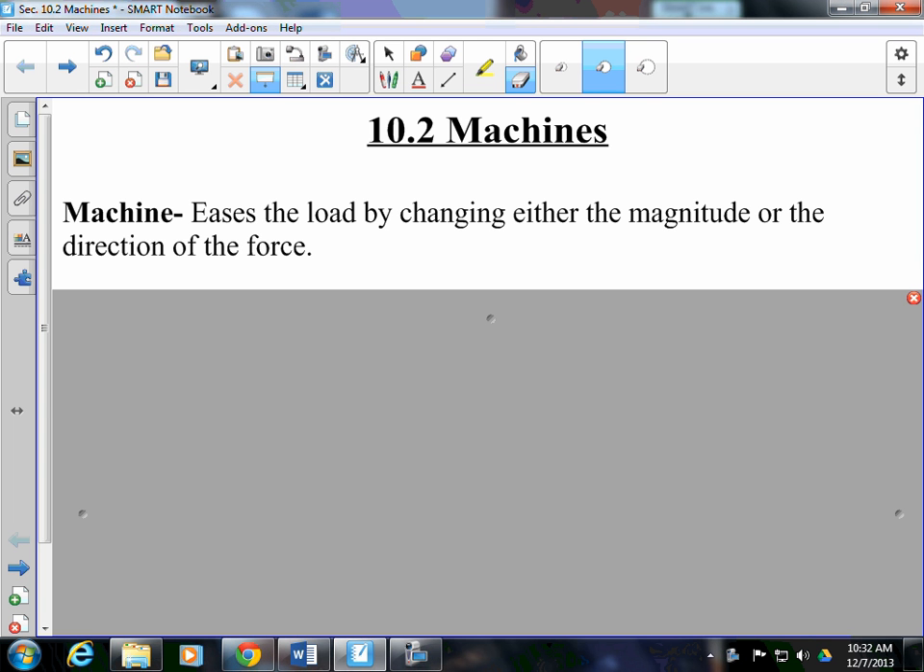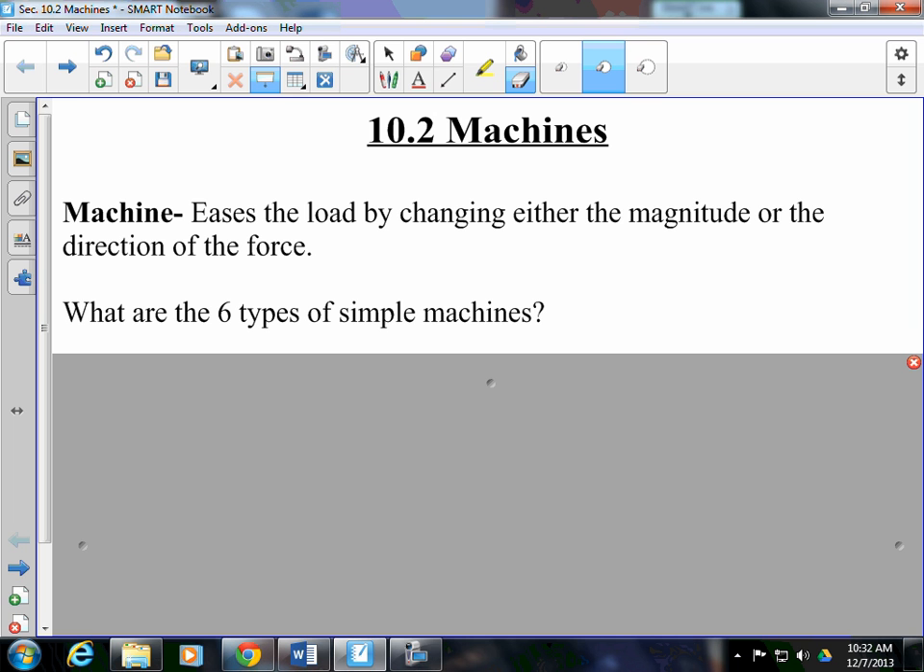Well, it's going to change the magnitude, how much force, or the direction of the force in which we have to do it. So it's going to help ease the amount of force or the direction of the force for which we have to do it. Machines are a part of your everyday life. They're super easy. They help you out. You don't even think of even the most basic simple machines.